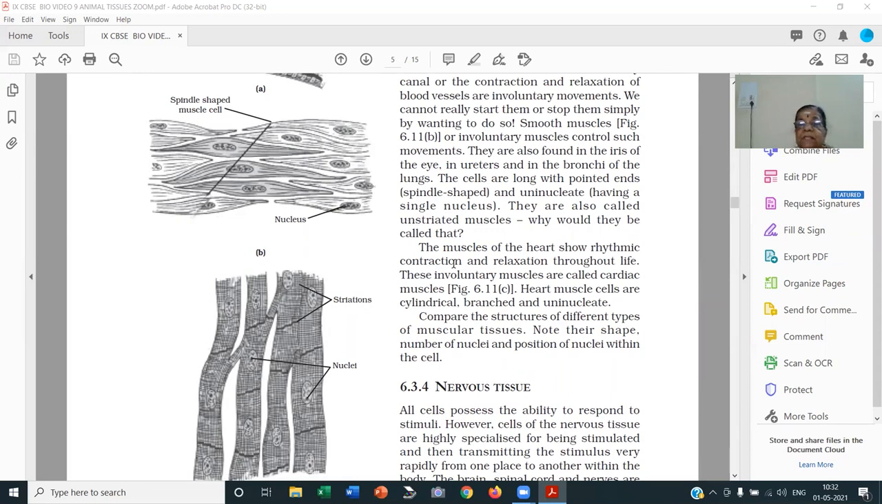The muscles of the heart show rhythmic contraction and relaxation throughout life. These involuntary muscles are also called cardiac muscle, and heart muscle cells are cylindrical, branched, and uninucleate. And here the intercalated disc description is in the next.